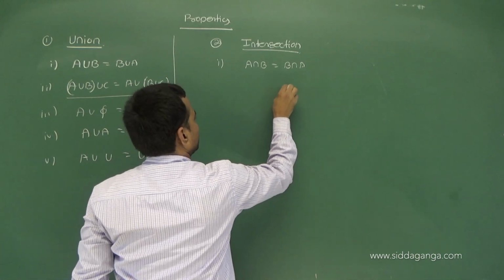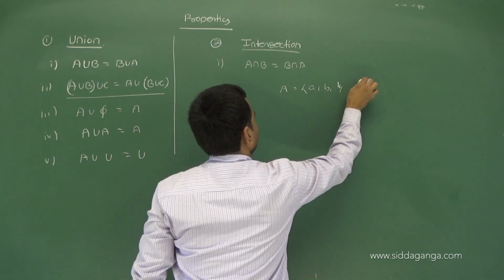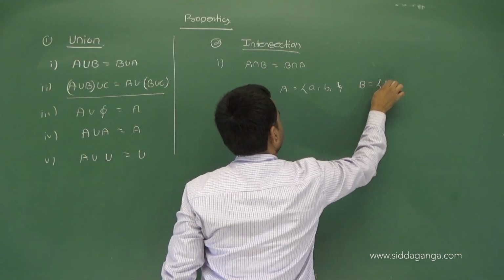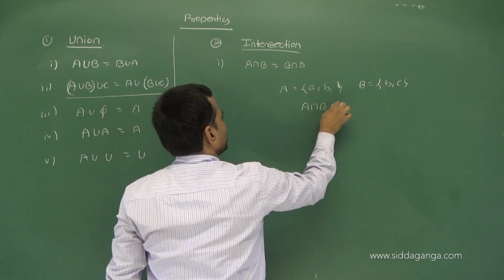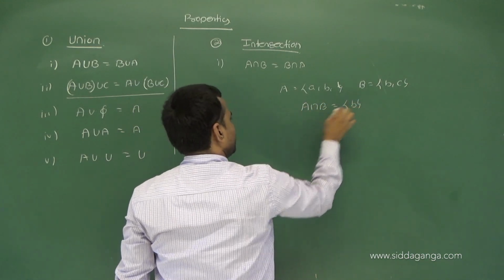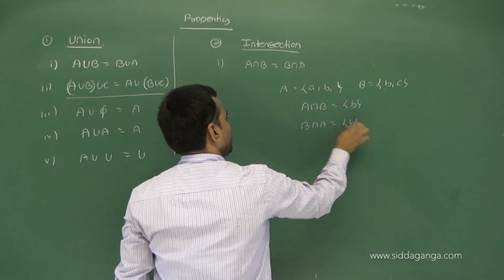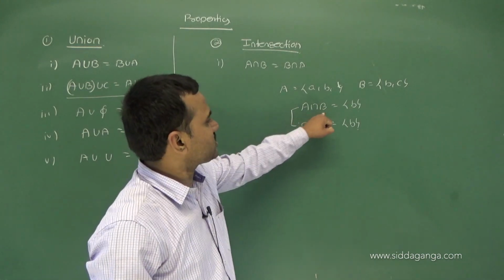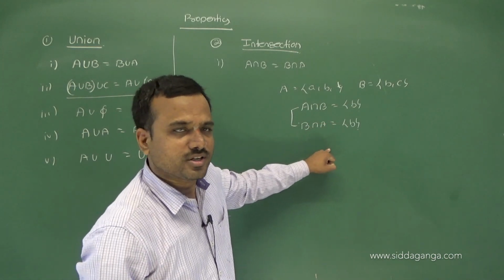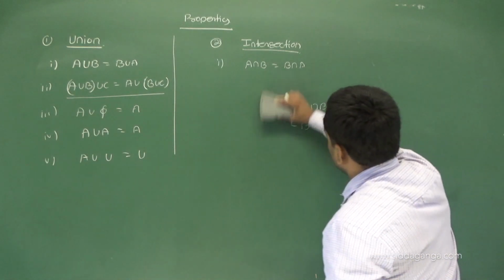See that A set has some elements, A = {a, b}, and B set has some elements, B = {b, c}. Find A ∩ B. A ∩ B is what? {b}. Find B ∩ A. B ∩ A is what? {b}. Observe these two results carefully. A ∩ B is equal to B ∩ A. This property is called the commutative property.